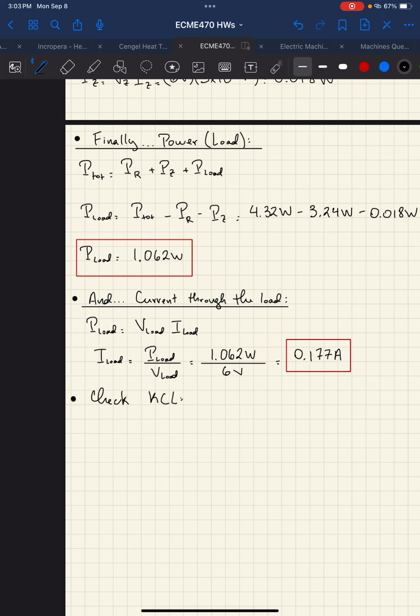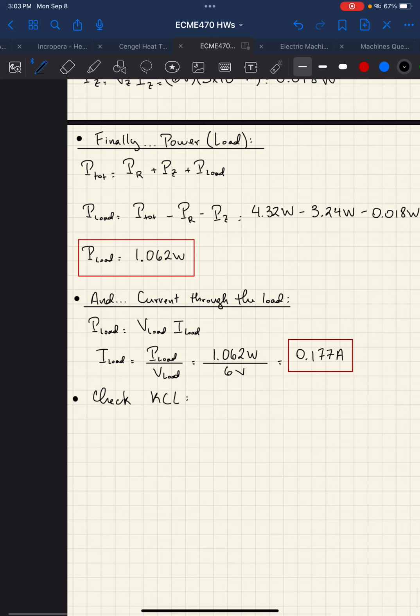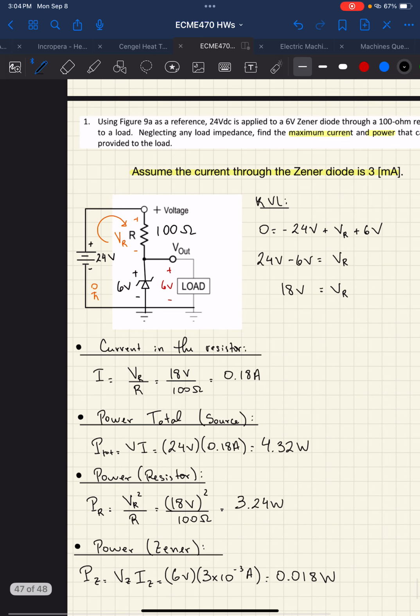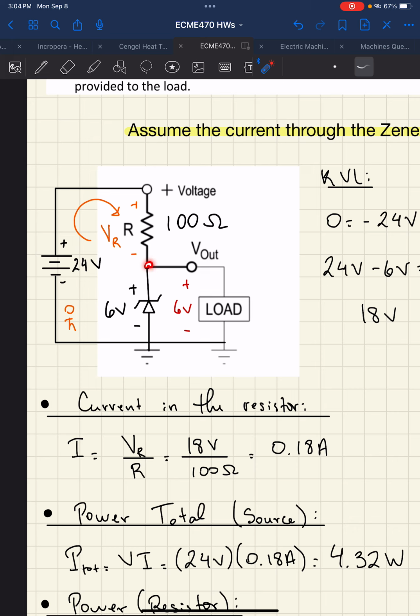Kirchhoff's current law. And this is a good way to check your answer. KCL states the algebraic sum of all the currents entering or exiting a node is 0. The way I do it is whatever currents, and this is the node in question, so maybe I'll call it purple. So, purple node here.